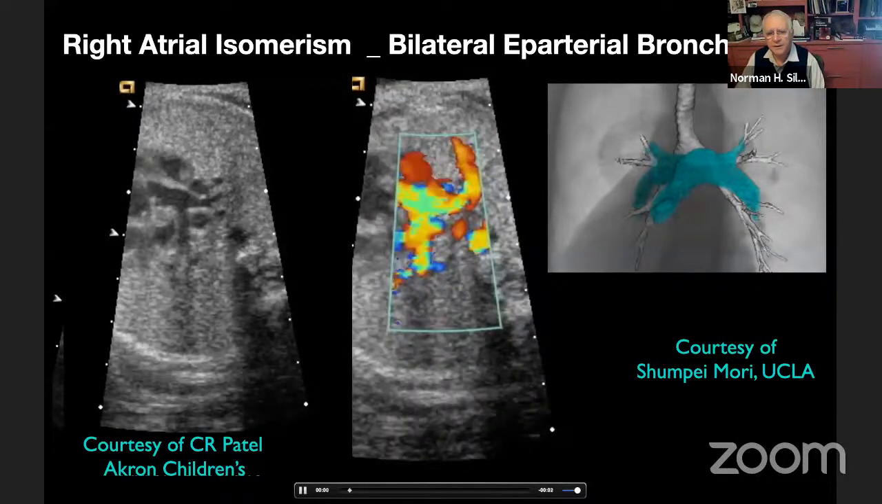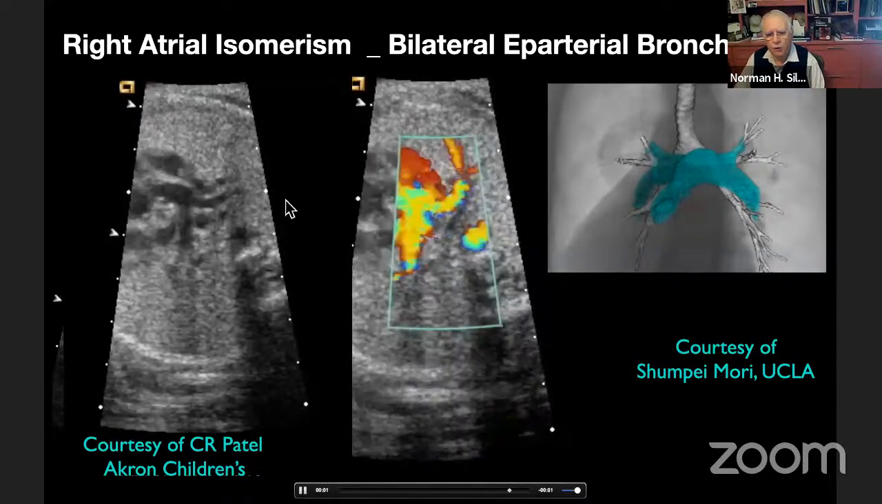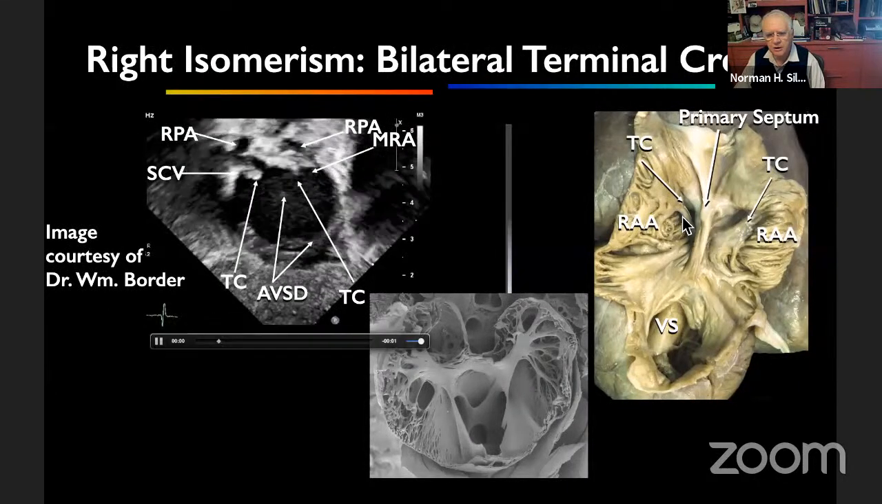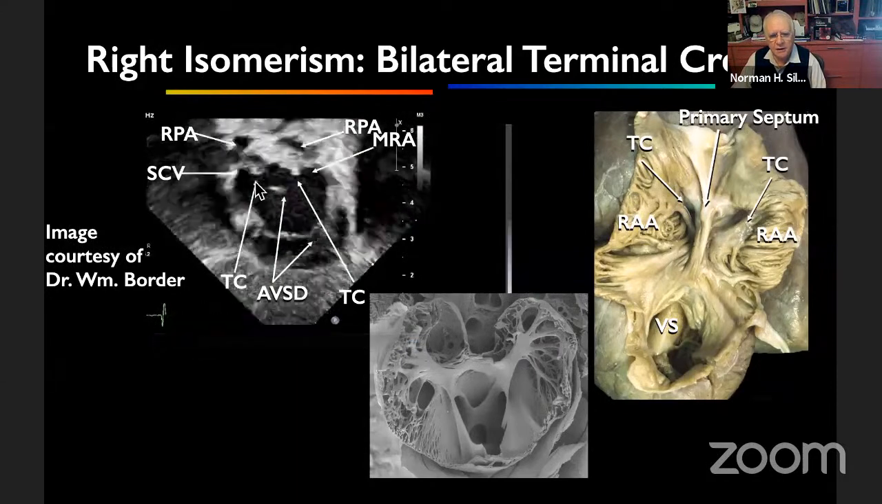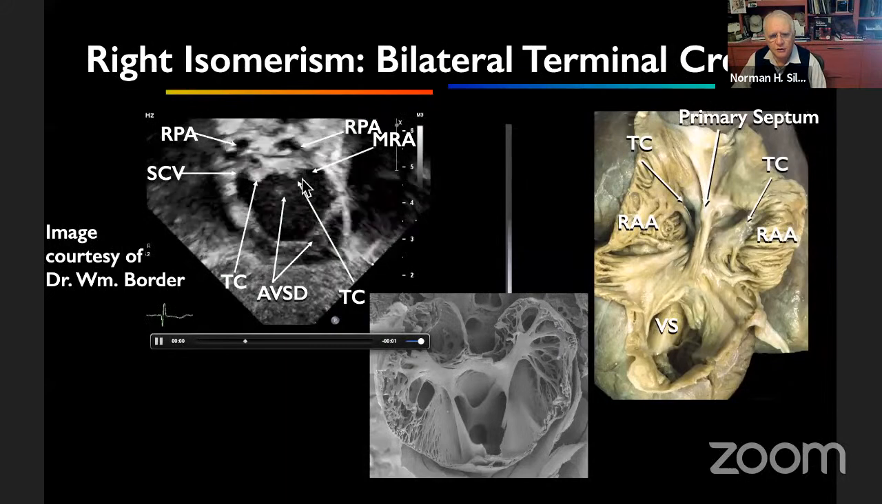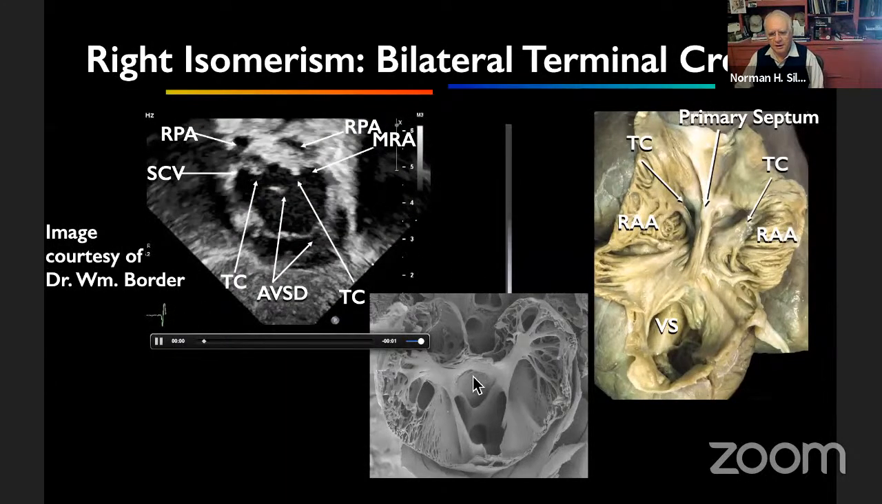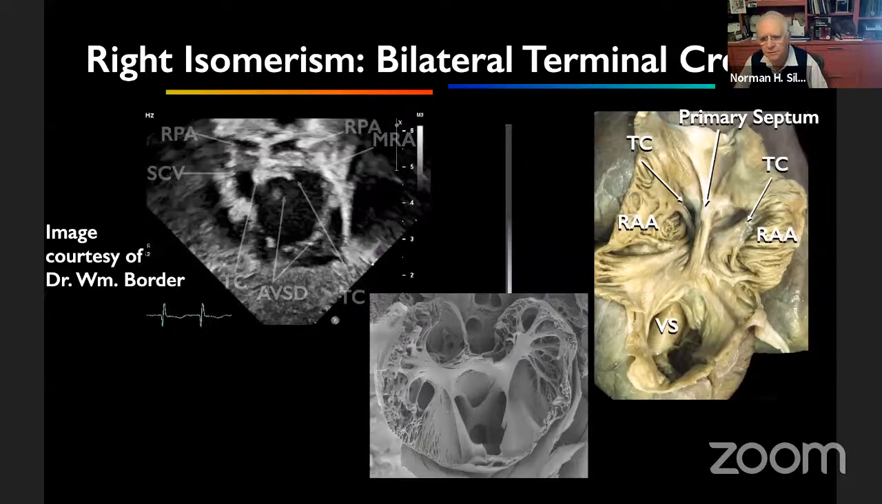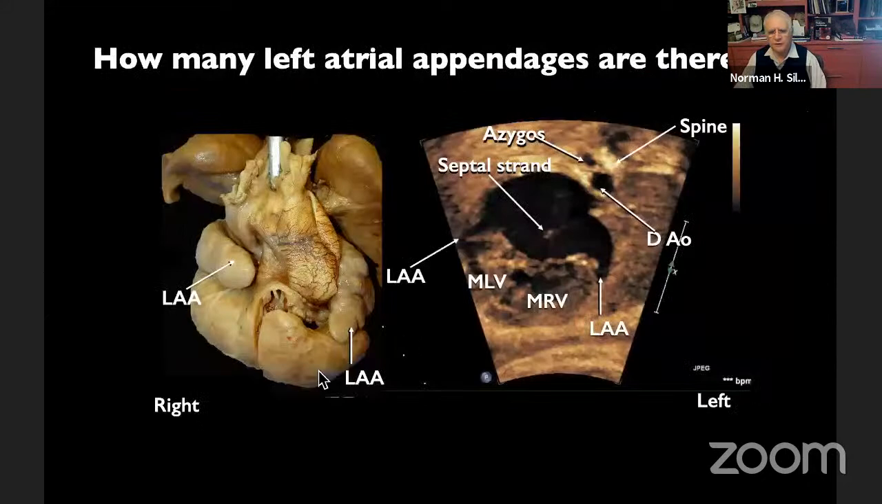Okay. And here we're looking at the hallmark of the atrial appendages with these terminal crests in a postnatal example. And here is a neonate that shows these terminal crests bilaterally. And here, just to highlight this again, is the fetal example of such. And we can see that after birth as well.